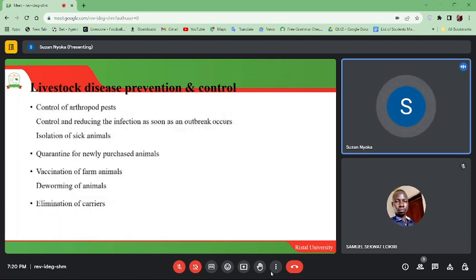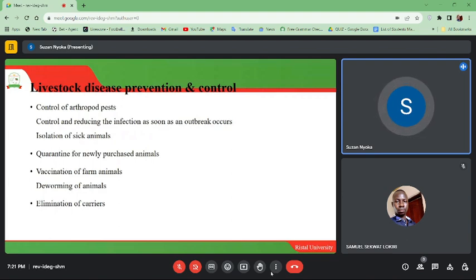control of arthropod pests. You need to control arthropod pests and control and reduce the infection as soon as an outbreak occurs: isolation of sick animals, quarantine, quarantine for newly purchased animals. Yes, you need to first keep them separately before you mix them with the old ones. And then vaccination of farm animals. Ensure you vaccinate your farm animals frequently.